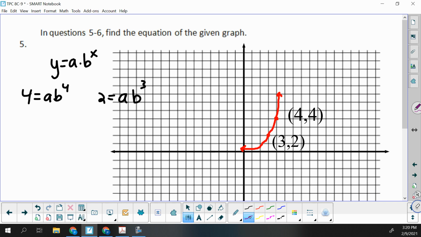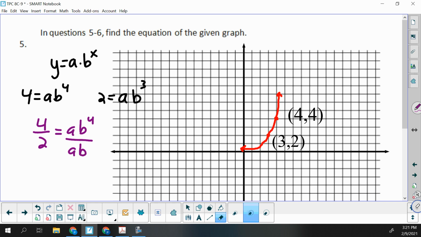Divide your equations, bigger exponent on top, so we'll have 2 over 4. Oops, I made a mistake there. Bigger exponent was 4 in this case. So we'll have 4 over 2 is equal to ab to the fourth over ab to the third.